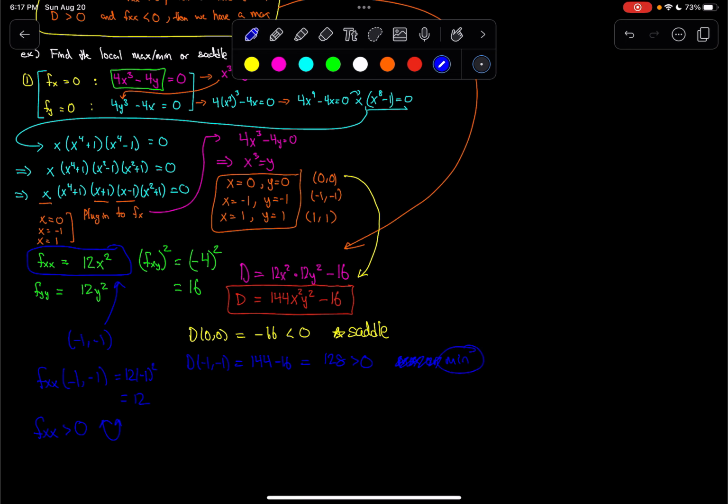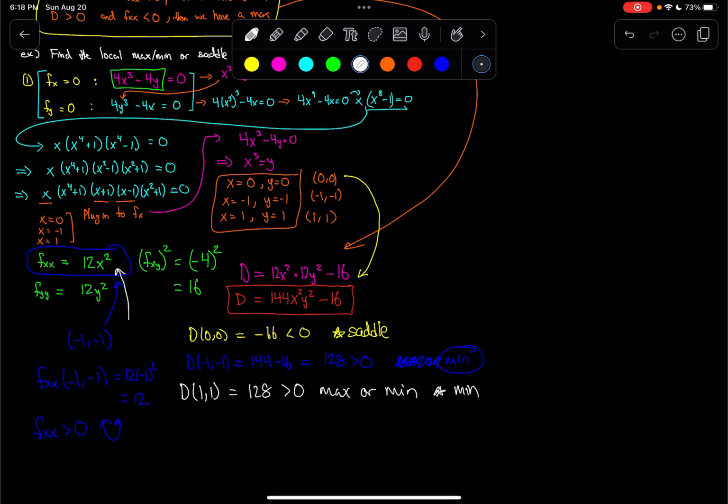All right, cool. And then last but not least, we're going to evaluate the value of D at our last critical point, which is going to have the exact same value of 128, which is positive. So again, we either have a max or min, and we need to test it. Let's plug it into the second derivative with respect to x again. We're going to get the exact same answer. So this here is also a minimum.